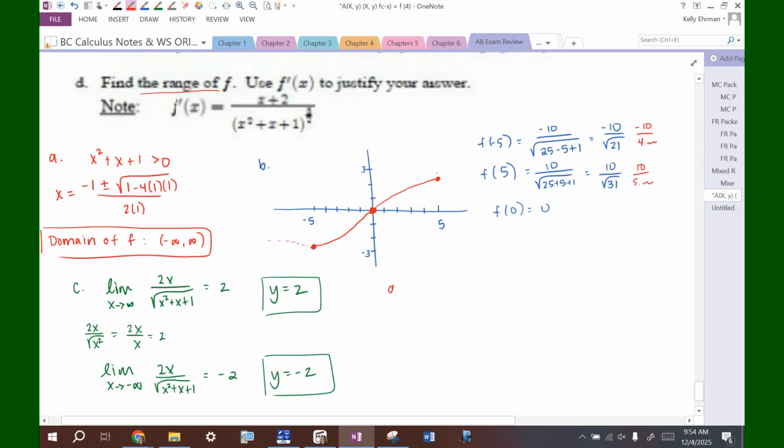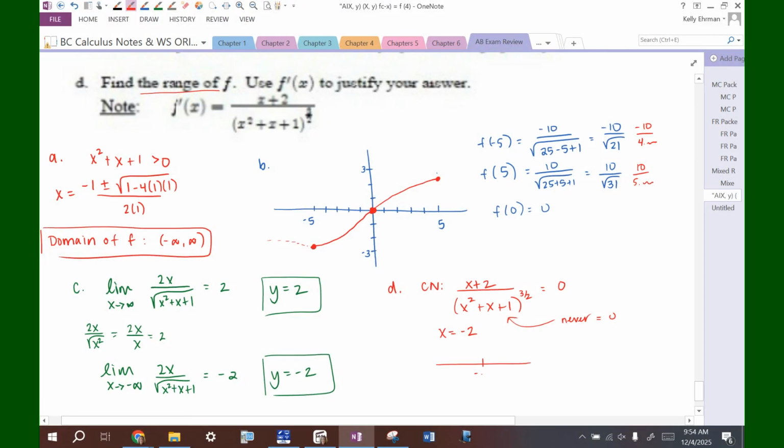So let's check for critical numbers. Are there any relative extrema on this graph? So x plus 2 over x squared plus x plus 1 to the 3 halves. Is that ever equal to 0? Well, yeah, if x equals negative 2. And is the denominator ever equal to 0? No, so this is never undefined. We already looked at that in the previous part.